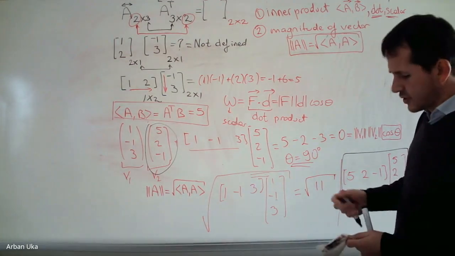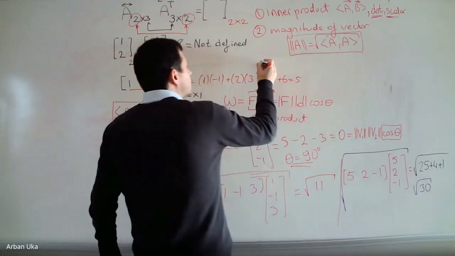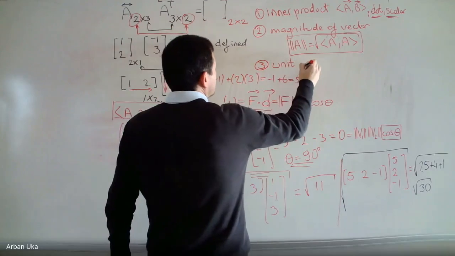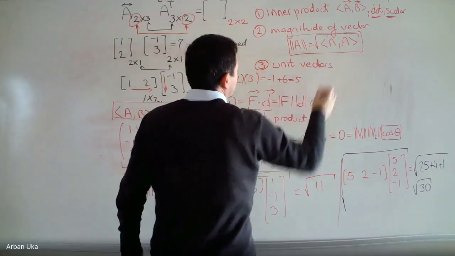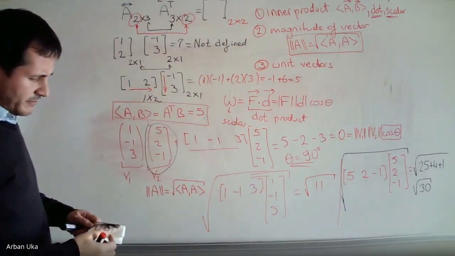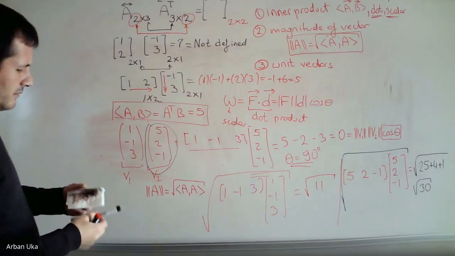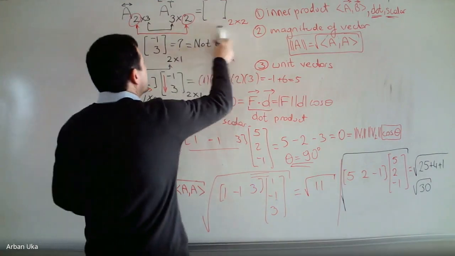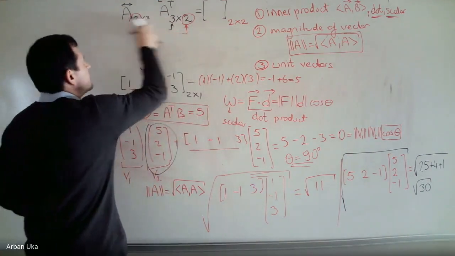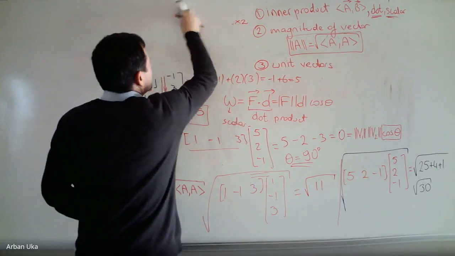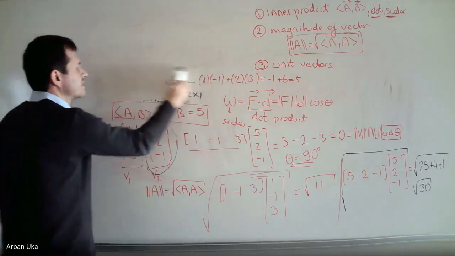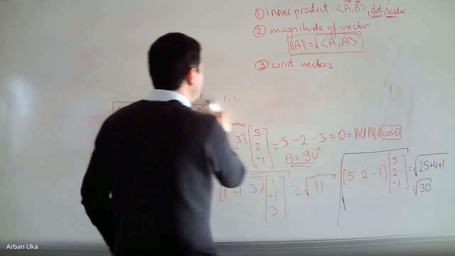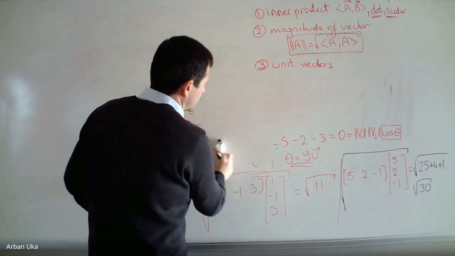Now that we know the definition of the magnitude, we can define the unit vectors, okay? So we can define a unit vector, and this is useful because often we may want to do the normalization of a specific data set. Normalization of a specific data set is very important because often we need to compare vectors, okay?